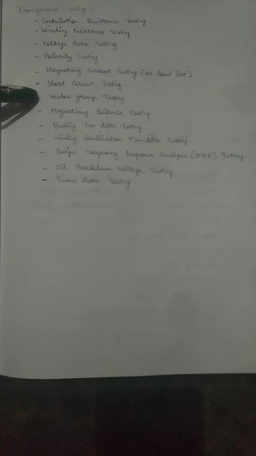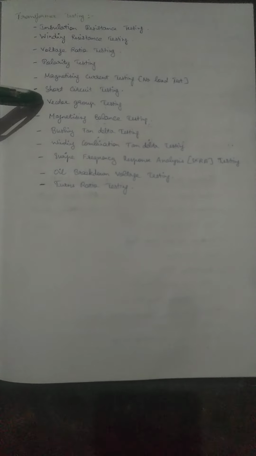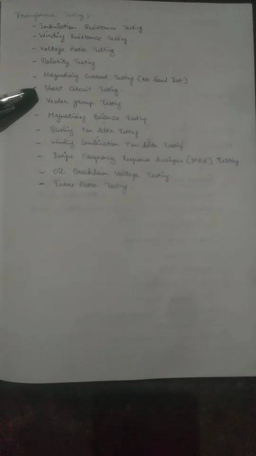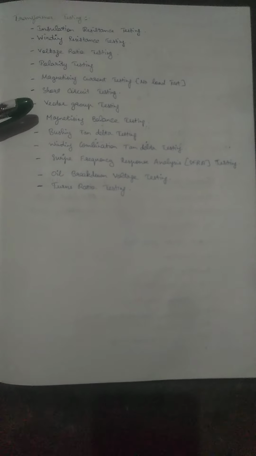Then the vector group test. The vector group test is mostly carried out for three phase transformers only, because the vector group defines whether transformers can be operated in parallel, which means both transformers can operate in parallel in sequence. In order to check that, the vector group testing is done, and this is one of the main testings of our transformer.